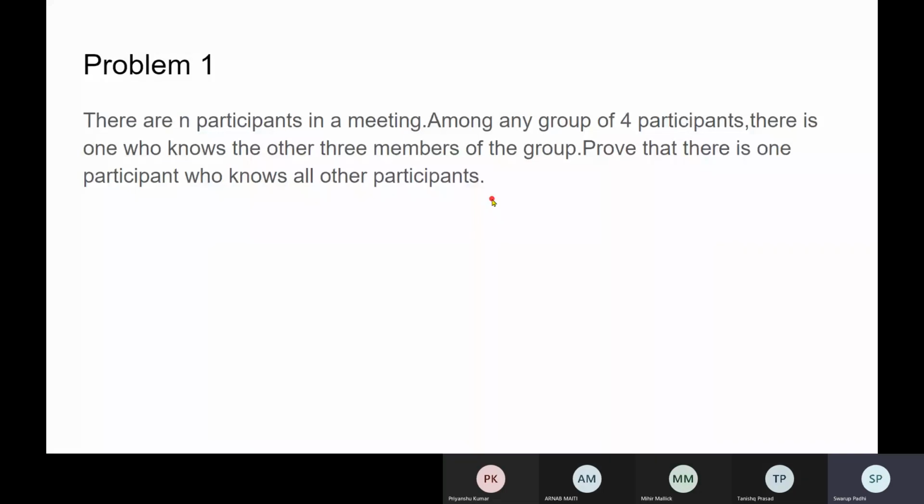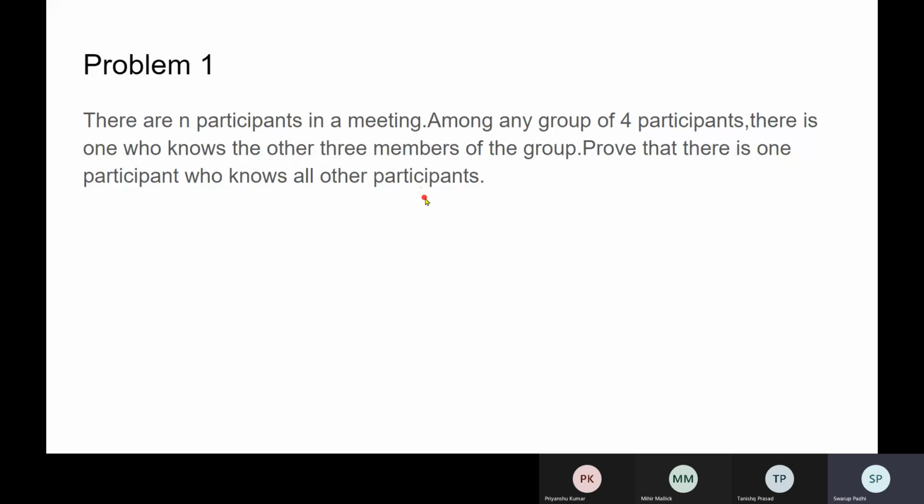Powerful tool, not necessarily that can be applied in this problem, but always try to think in those terms. So this is a problem wherein it is given that there are n participants in a meeting. Among any group of four participants, there is one who knows the other three members of a group. Prove there is one participant who knows all other participants.